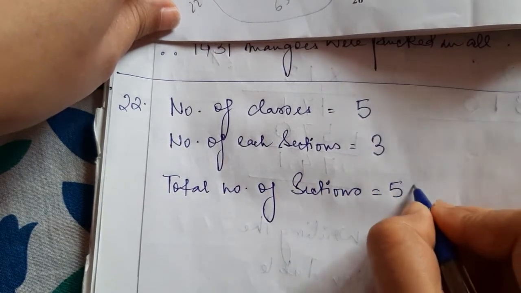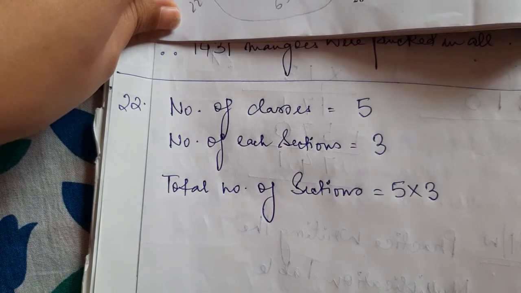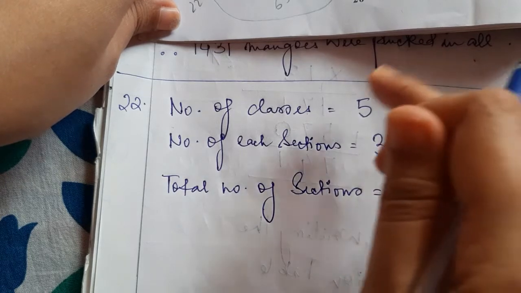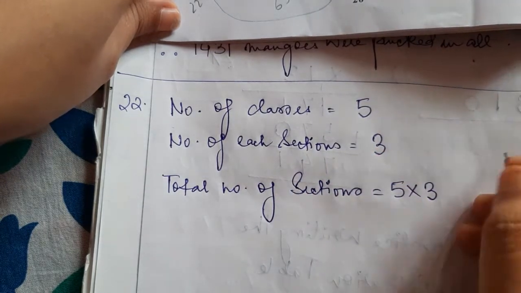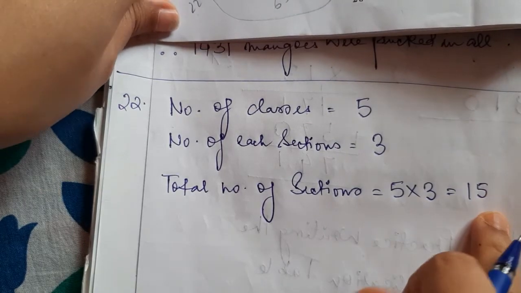5 into 3, right? We have to multiply because the answer will be more. There are 5 classes. In each class there are 3 sections. So 5 into 3. 5 3s are how much? You already know it is 15. So we have got 15 as the answer.